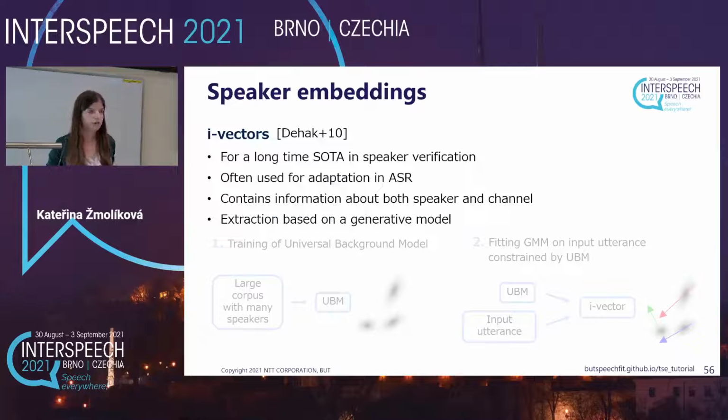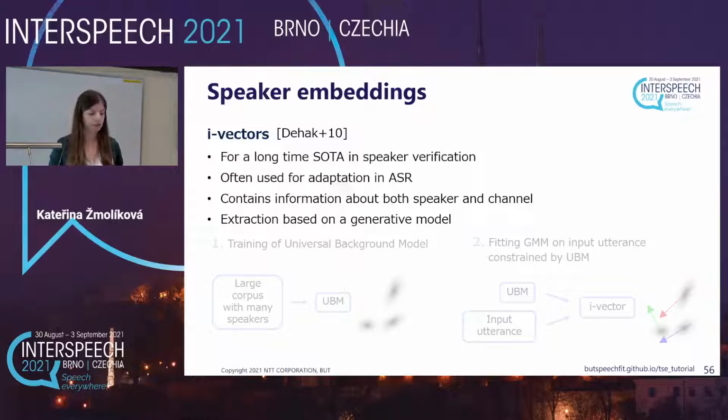I vectors are speaker embeddings that for a long time were considered state-of-the-art for speaker verification, and until today they are still often used for speaker adaptation in speech recognition models. The extraction of the I vectors is based on a generative model, in particular a Gaussian mixture model, GMM.